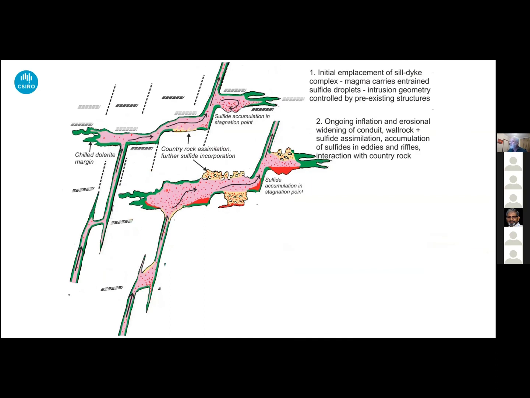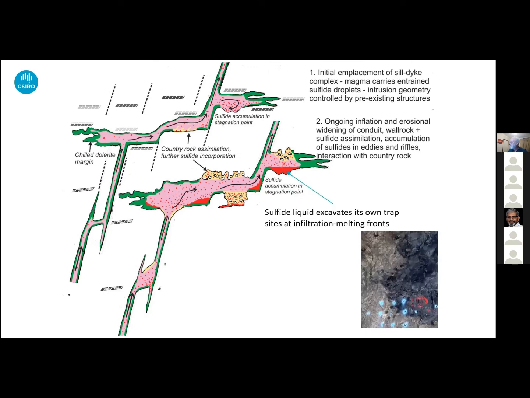Okay, stage two. So this system is developing. These sill parts of the system are starting to widen and inflate. We're getting country rock assimilation, further sulfide incorporation. Now we're starting to accumulate some of our sulfide in stagnation points. This might be a Norilsk style chronolith here, where it's propagating off into the country rock. It's basically a dead end, the magma circulating in and out, and dumping sulfide in an accumulation point. At this point, our sulfide might be starting to excavate its own trap sites.